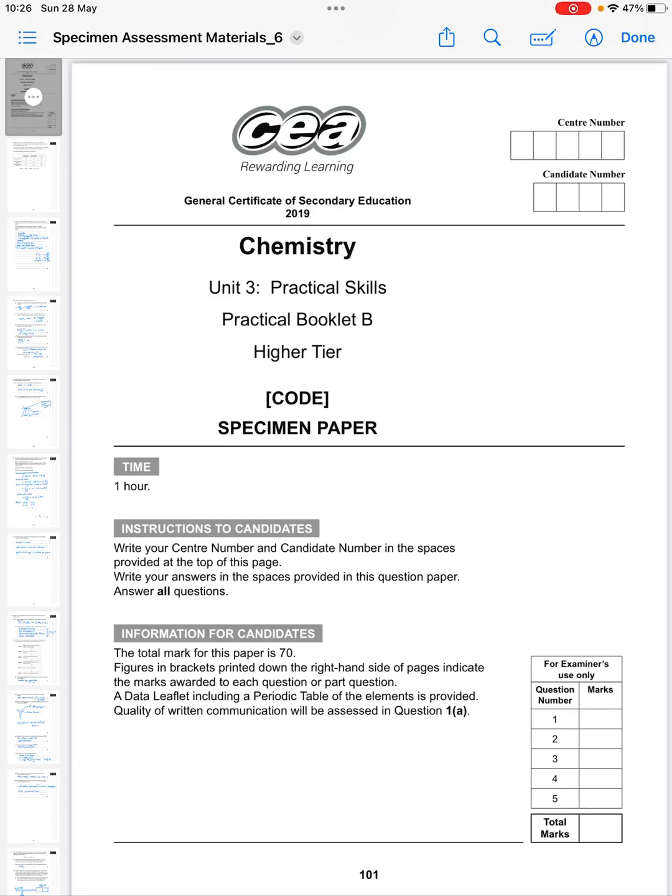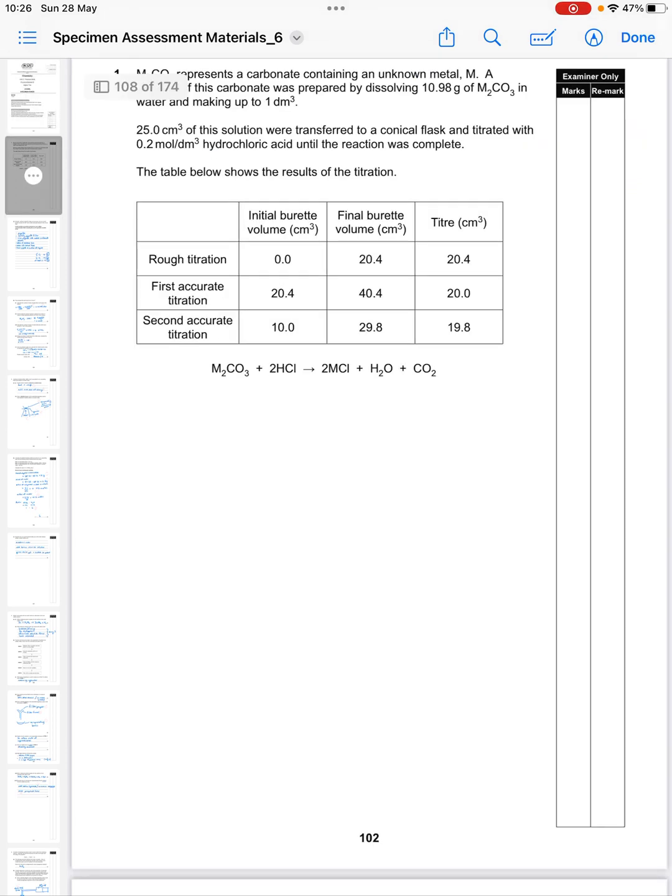Hi, this time I'm looking at the Unit 3 Practical Skills booklet, Practical Booklet B for Higher Tier GCSE Chemistry. It's 1 hour long and the total mark for this particular one was 70. So let's have a look.